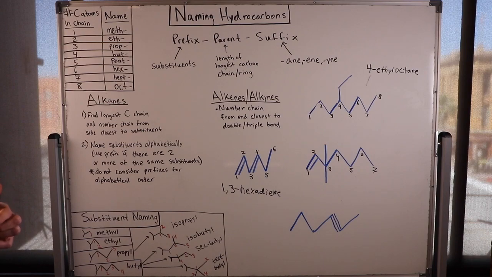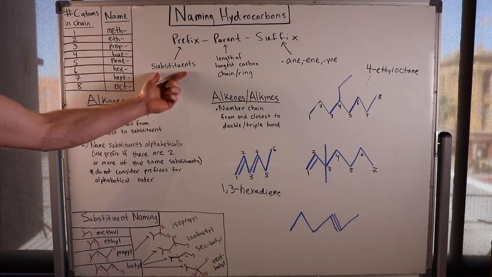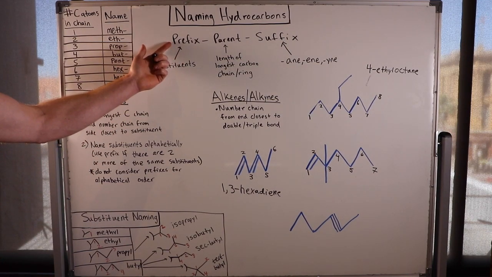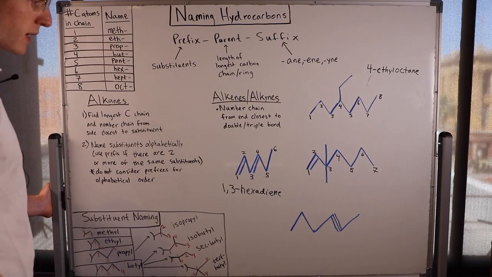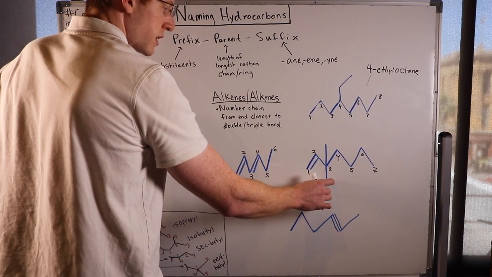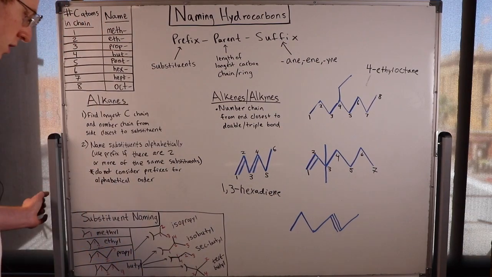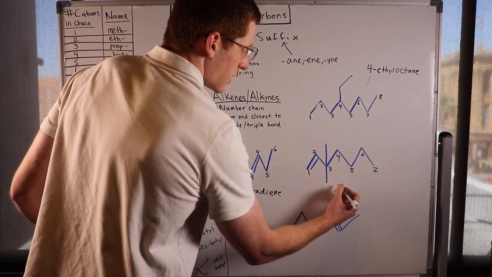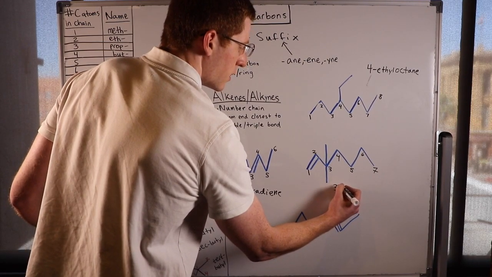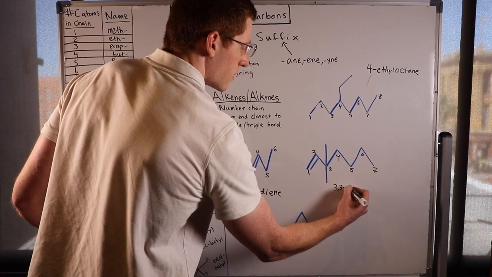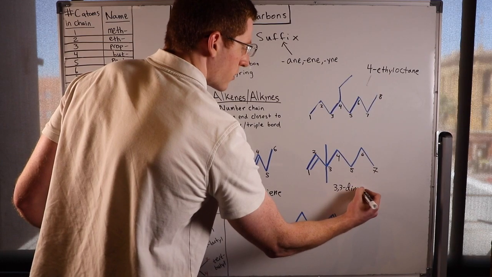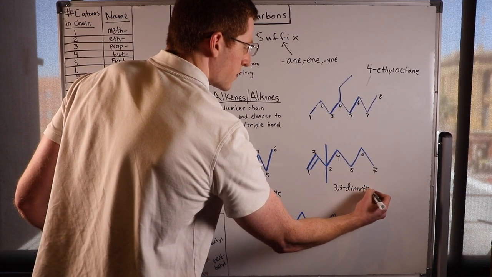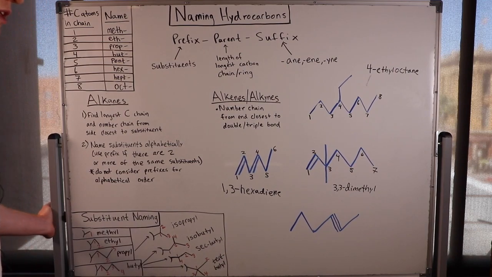So we have a 7-carbon chain. That's our parent chain. And again, we do have substituents in this case. That's going to be our prefix. So we'll start by naming these substituents. So these are both methyl groups on carbon 3. So to denote where they are, we'll say 3, 3 dimethyl, because there are 2 methyls. So that's how we name the substituents.